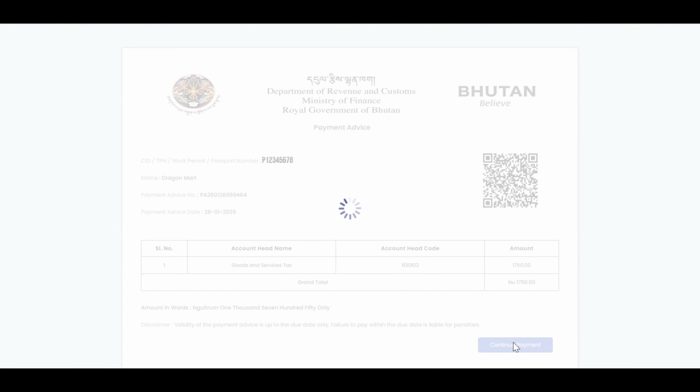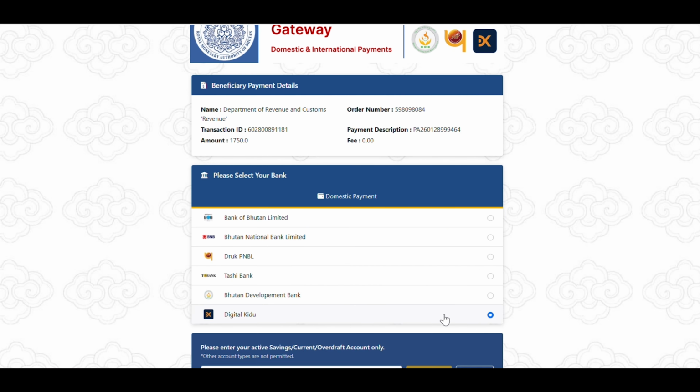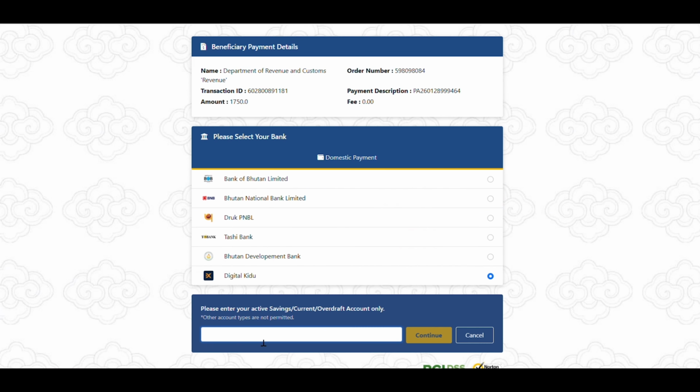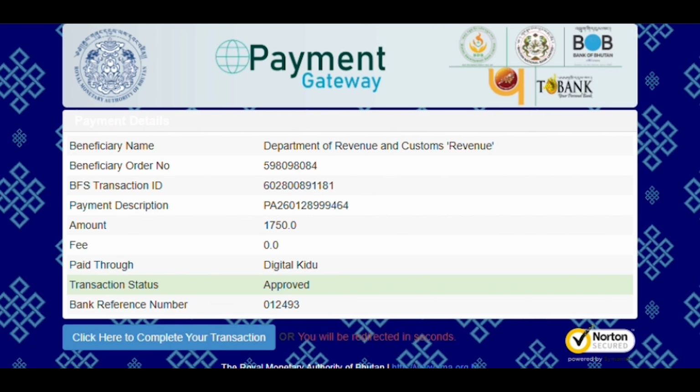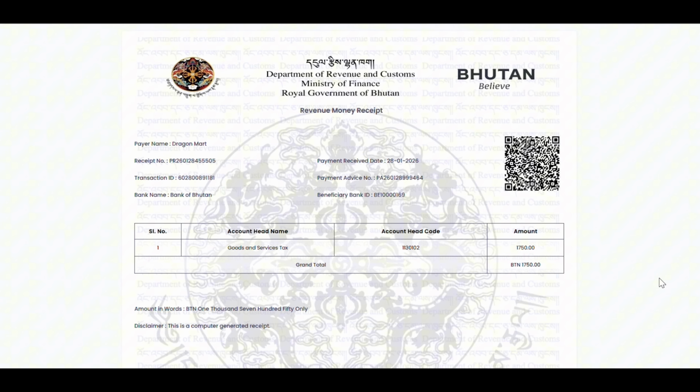Dawa selects his payment method. Bank transfer and completes the payment. Payment confirmed. Receipt sent to email. Dragon Mart's January GST obligations are now complete, filed and paid.